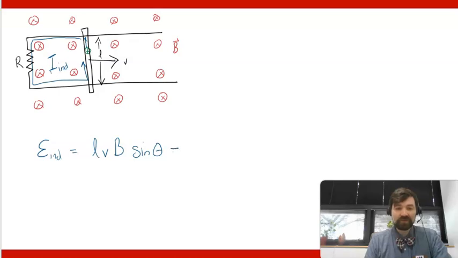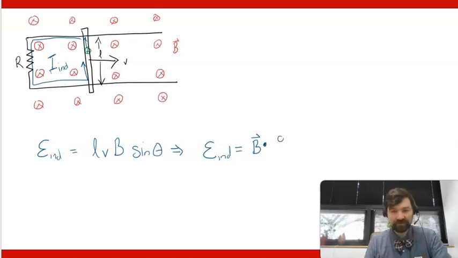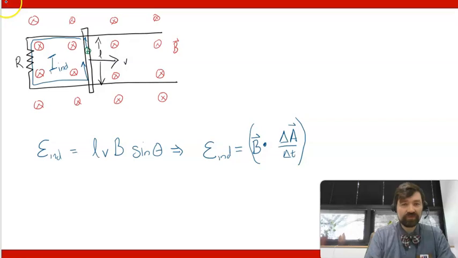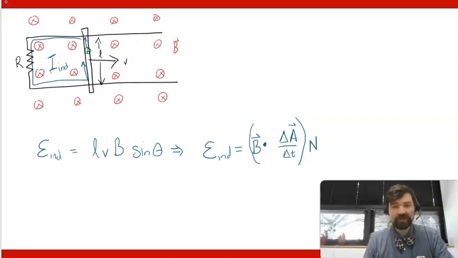But this could be generalized to E induced was equal to the magnetic field dotted with the rate change of the area vector per unit time. And again, this could be further generalized by noting that there could be N of these rods sliding together in sequence along N of these tracks. And we could throw a minus sign in front. None of that should be especially concerning.